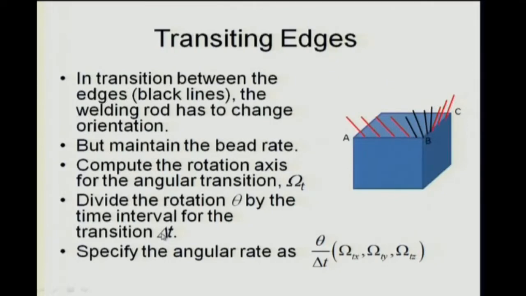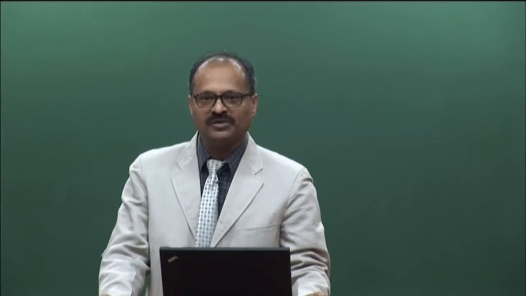Okay. So then, in the Jacobian control, you can just specify the angular rate as, so you divide this theta by the time interval delta t, so that gives you a velocity-like term and this gives you the axis. I am just taking capital omega t and taking the x component, y component, z component. So that directly gives me the omega I must program for the Jacobian control.